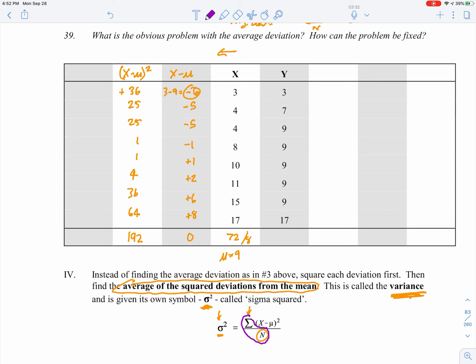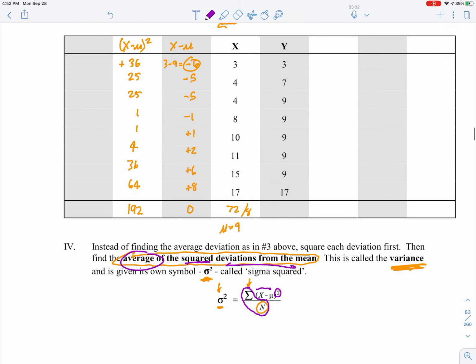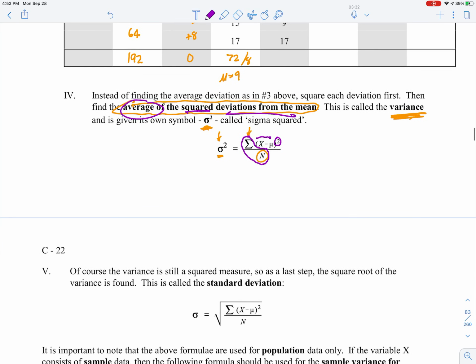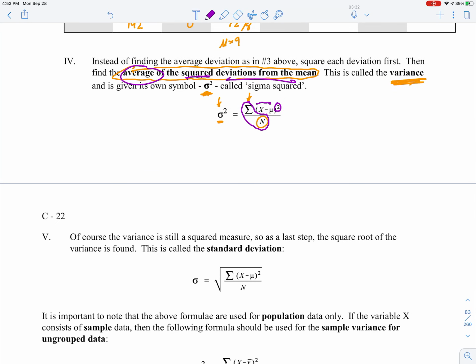An average is when you sum something up and you divide through by n. The average of the squared deviations from the mean. That's what these are right here, x minus mu. So that's what a variance is. The problem is that that's still a squared value. And so the last thing that we do is we take the square root of this, and we come up with something called the standard deviation.